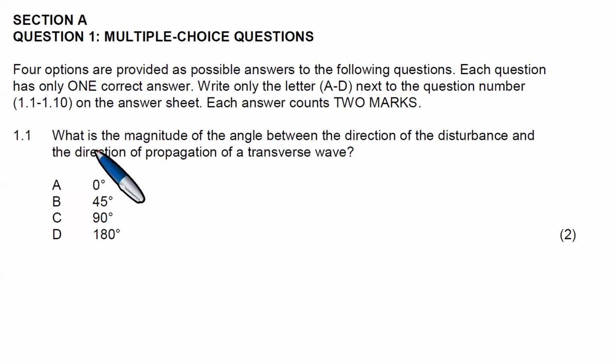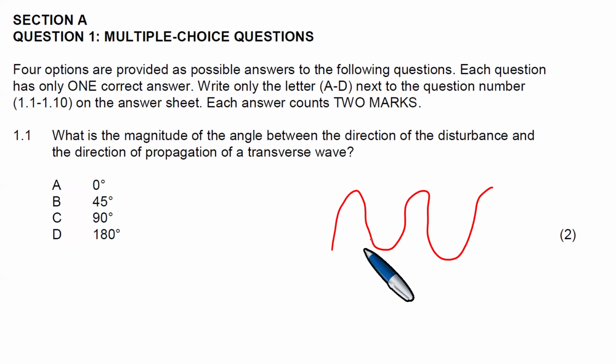Right, what is the magnitude of the angle between the direction of the disturbance and the direction of propagation of a transverse wave? Here's a wave that does this kind of motion. And now if you understand, therefore, the wave is actually moving in that direction and it keeps moving up and down, then up, etc. In the direction of propagation, it's that way. So what is the magnitude of the angle between the direction of disturbance and the direction of propagation?